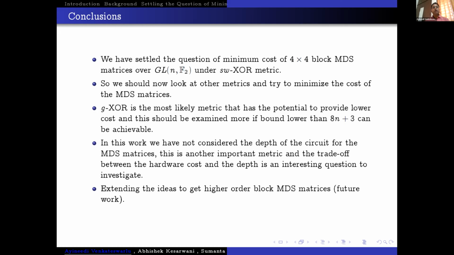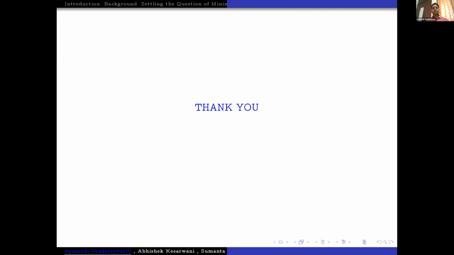And also, we only worked with 4 by 4 matrices. If you want, we can extend these ideas for higher order matrices, but the search complexity grows drastically. So we can probably use some heuristic techniques to search for low cost matrices in higher order matrices. That's all. Thank you for your attention.